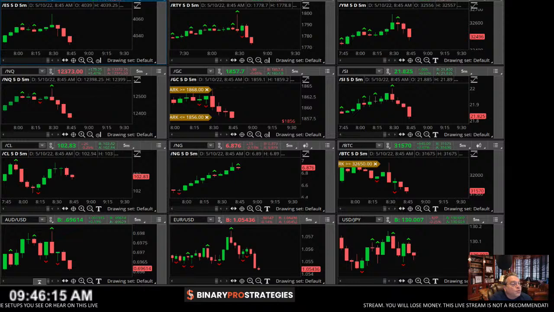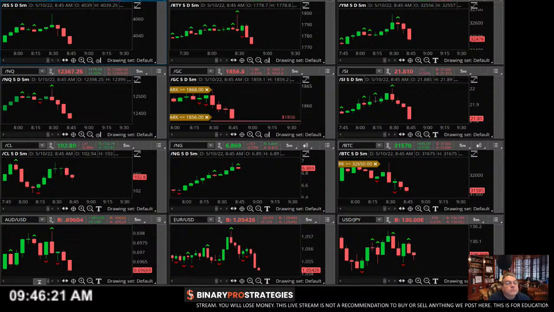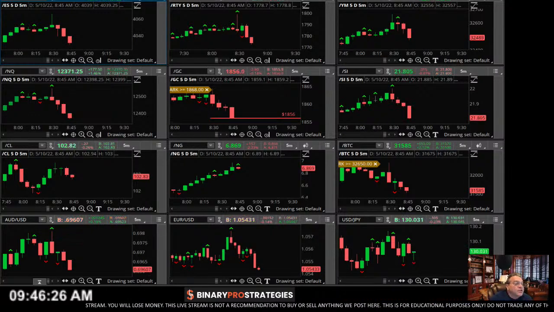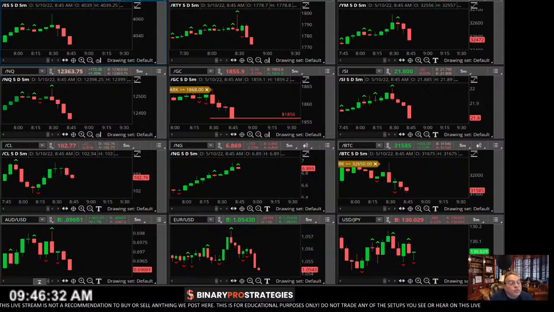YM just went short, which is going to be your mini Dow. Once again, if you trade these indices, I suggest just stick with one because it's just way too fast. Gold just reversed and went short. Gold's now reversing and going short. Silver's going short.